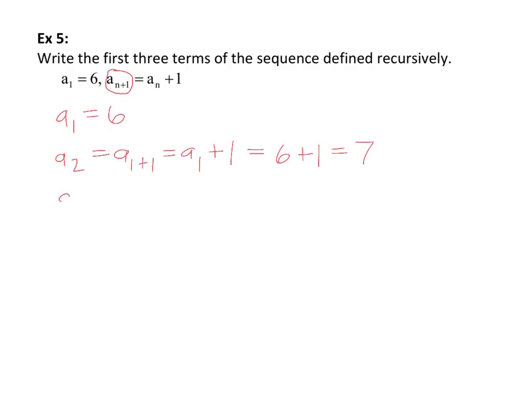And then I have a sub 3. Well, that's equal to, well, what is n going to be in this case? Well, it has to be 2. And then using the formula of a sub n, and a sub n in this case is a sub 2, because n is 2. And I have plus 1, which is equal to a sub 2, which is 7, plus 1, which gives me 8. All right, and so on and so forth. So here are the first 3 terms of the sequence: 6, 7, and 8.